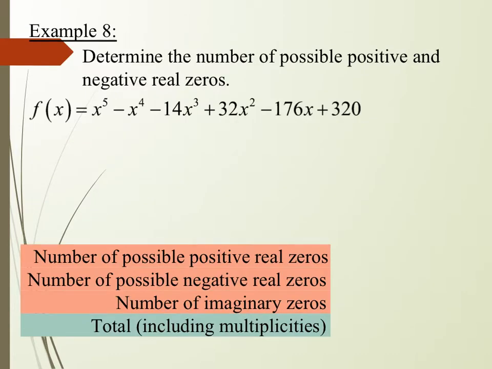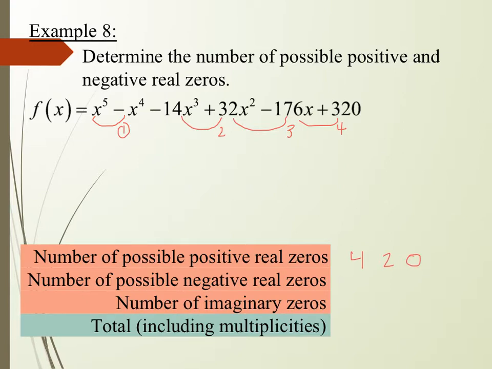So in this case, we determine the number of possible positive and negative real zeros. So here's what we're going to do. We're going to look at all the sign changes. So this is positive going to negative. There's 1. And there's 2. And there's 3. And there's 4. So the possible number of positives are either 4, 2, or 0.